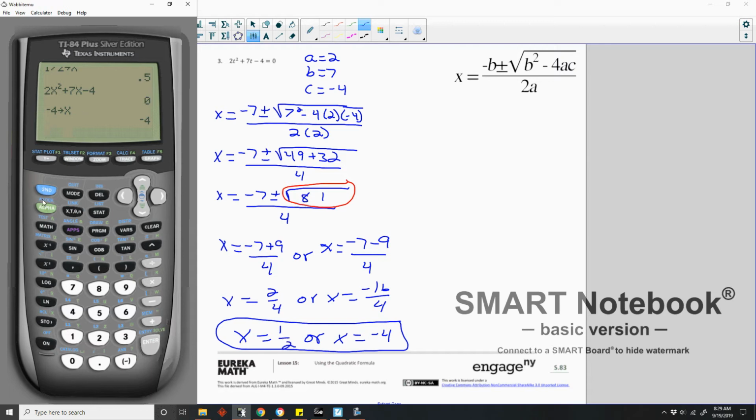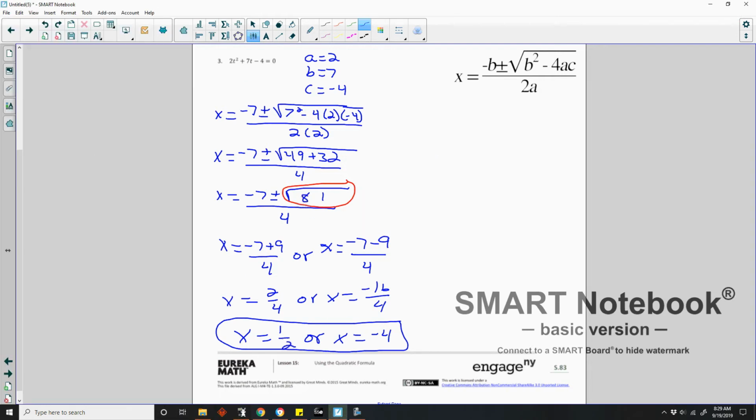And I'm going to save time. Now I'm going to go up. So I'm going to hit second entry, and hit enter. See how I did that instead of typing that all back in? And then hit enter again, and I got 0 again. So negative 4 checked as well. All right, that's how you check in your calculator.